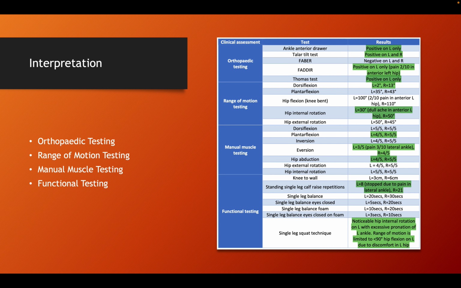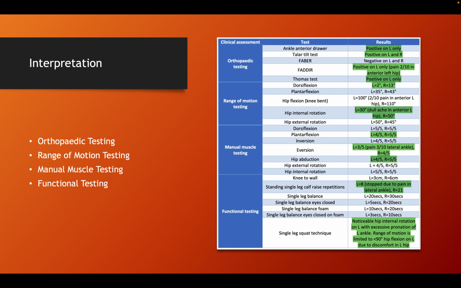Range of motion assessments highlight significant asymmetries. Left dorsiflexion is limited to 2 degrees on the left versus 13 degrees on the right, and hip internal rotation is restricted to 30 degrees on the left versus 50 degrees on the right. These limitations affect the client's ability to move efficiently and may contribute to compensatory patterns.